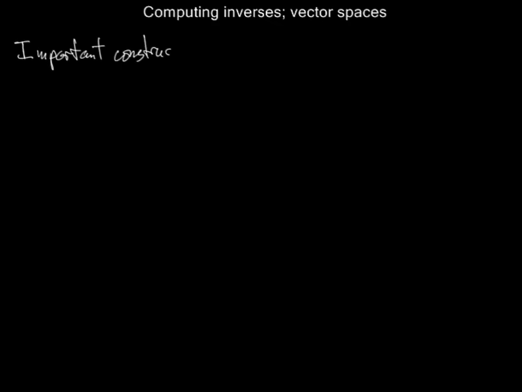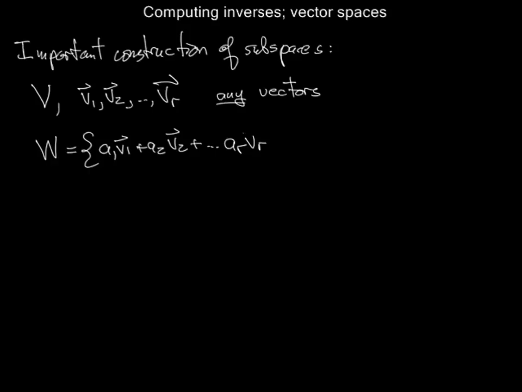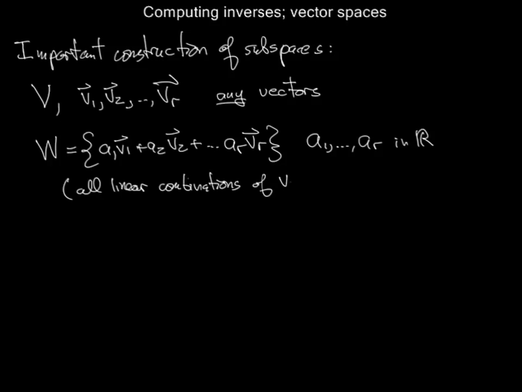So here's an important way to construct a vector space. This we're going to use over and over again. So I have a vector space V and a bunch of vectors V1 through VR. Any vectors at all. Just take any collection of vectors from your vector space and let W be the following set. You take A1 V1 plus A2 V2 plus so on, AR VR, where A1 through AR are any scalars. This is, in other words, all of the linear combinations of the vectors V1 through VR.